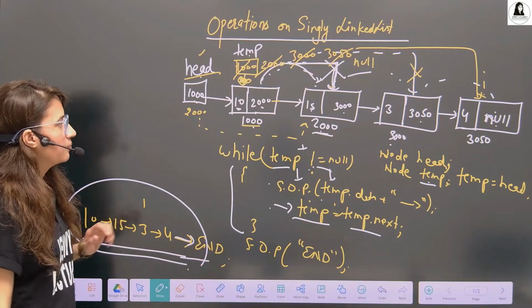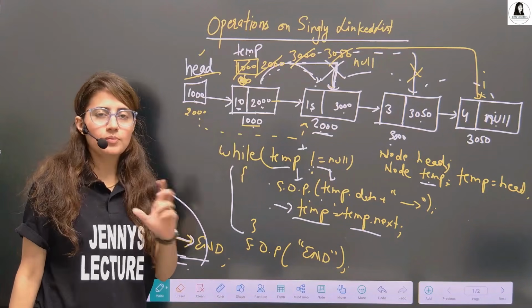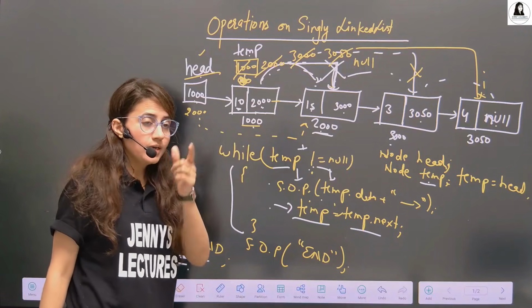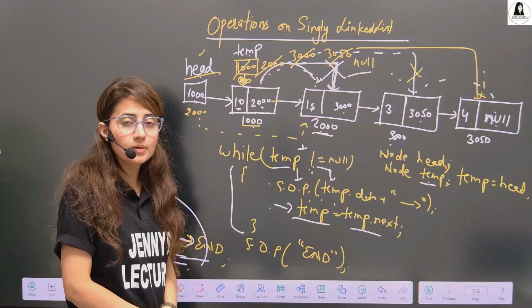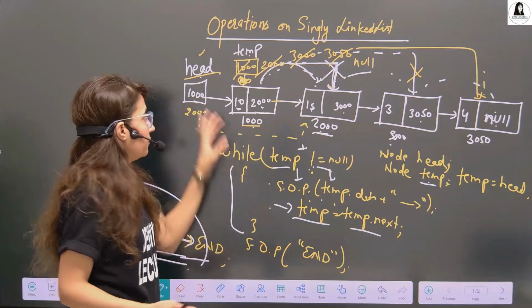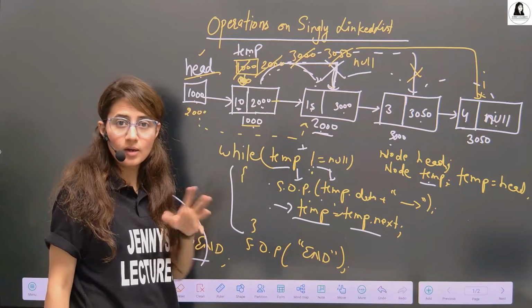That's it. So it will show that end. So this is my linked list. This is how we traverse this way. This is very important. But now there are some edge cases. If the list is empty, then what will happen? If there is nothing in the list, then head would be null.